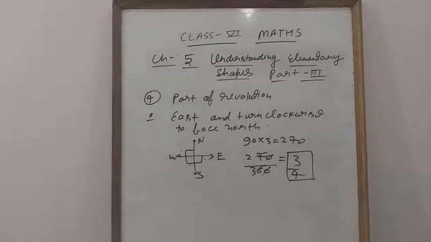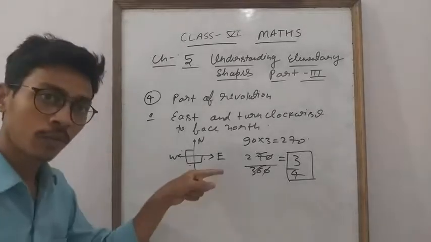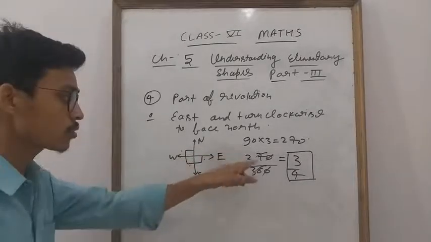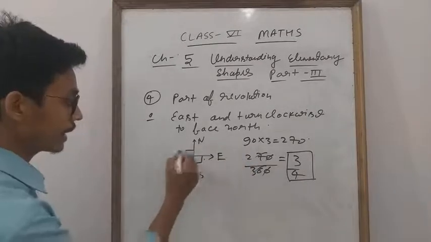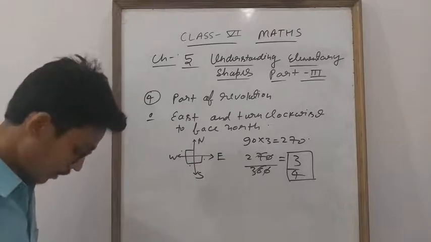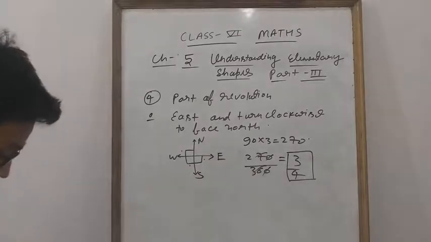So you have to do the question based on this. First you will make a diagram and where you are moving. Then you have to measure the angle. How 270? Everyone knows na? 90, 90, 90 and 270. Okay, now move to question number 5.